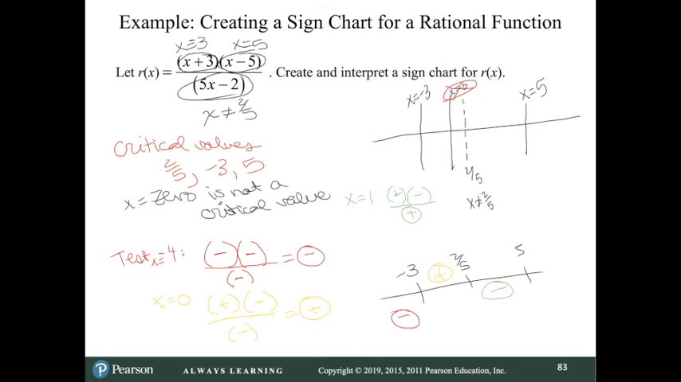And lastly, a number bigger than 5. Let's just choose 6. As long as you're choosing a number somewhere in that interval, you should end up with the same answer, positive or negative wise. So 6, 10, 100, you could choose. Okay, so x equals 6. 6 plus 3 is positive. 6 minus 5 is positive. Divided by 30 minus 2 is positive. This answer is positive.